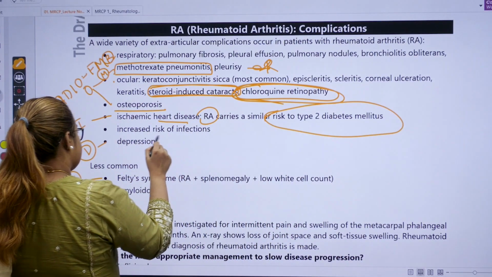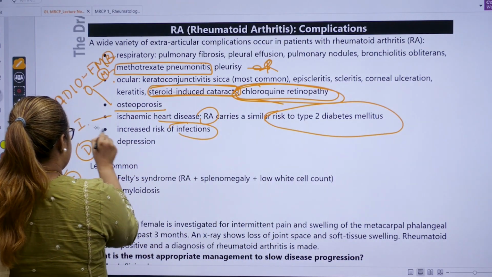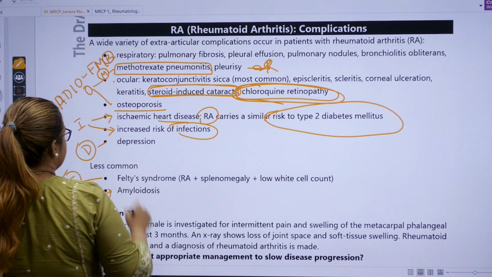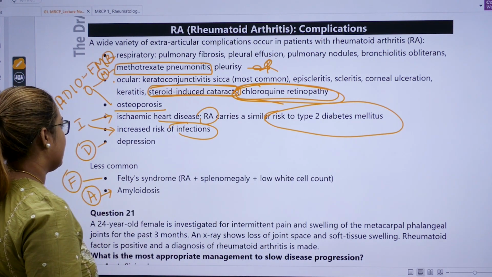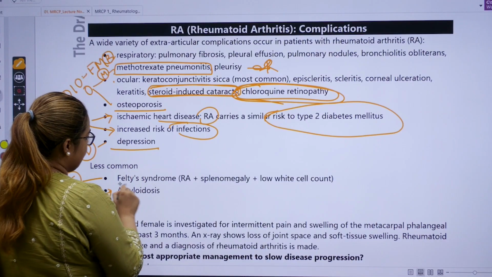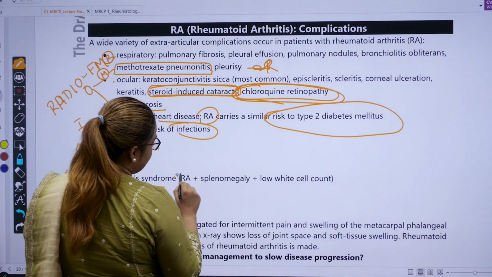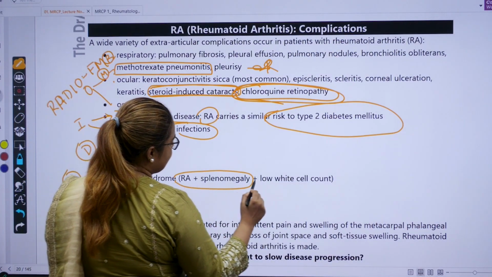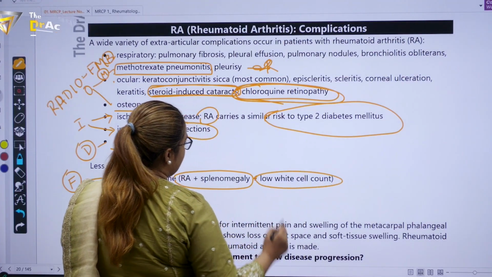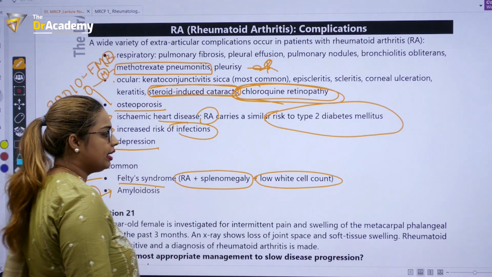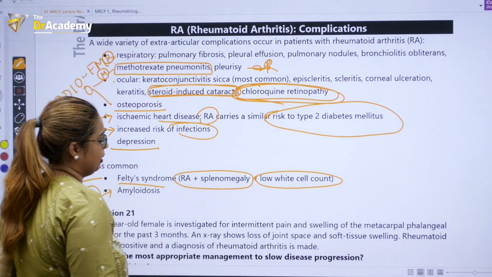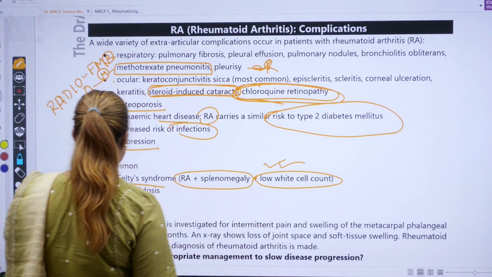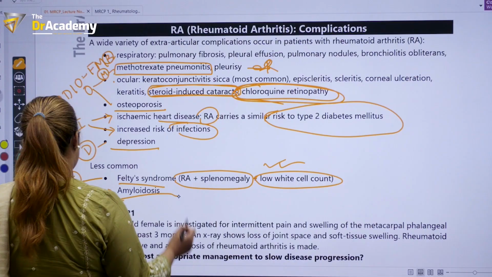diabetes mellitus and increased risk of infection. So another I is infection and ischemic heart disease. And D for depression and Felty syndrome, that is rheumatoid arthritis, splenomegaly, and low WBC count. But in Felty syndrome you can find pancytopenia also, but mostly the low WBC count, and also amyloidosis.